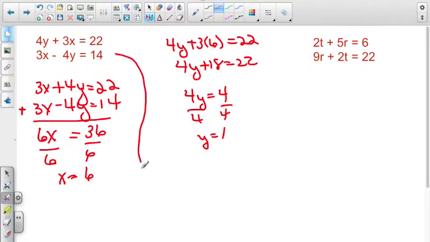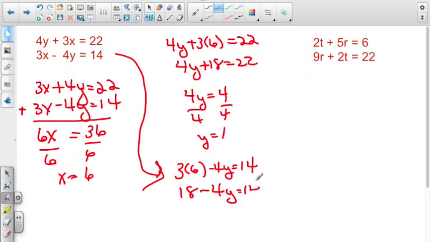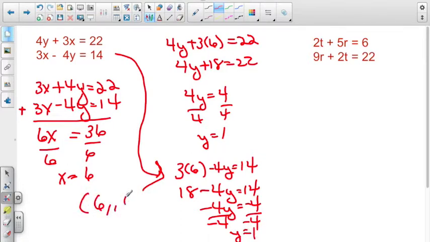What if I had chosen this equation instead of the one I just did? Then I have 3 times 6 minus 4y is equal to 14. And that's going to be 18 minus 4y is equal to 14. Now if I subtract 18 from both sides, I get negative 4y is equal to negative 4. And if I divide by negative 4, I come up with y is equal to 1. So my point of intersection in this case is going to be the point (6, 1). That's the point where they're both going to go through.